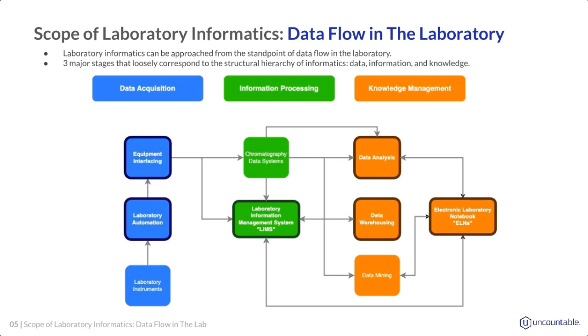So this is an example diagram that we use to try to illustrate what's happening in the lab. And there's a lot of different kinds of arrows here, right? Because the lab environment is complicated. But we have three pillars. We have the data acquisition phase, we have the information processing phase, and we have the knowledge management phase.